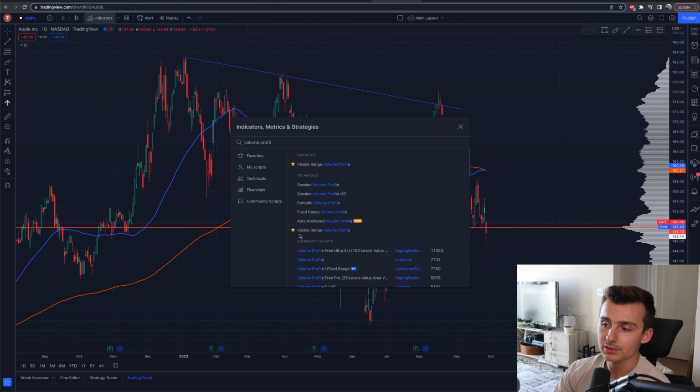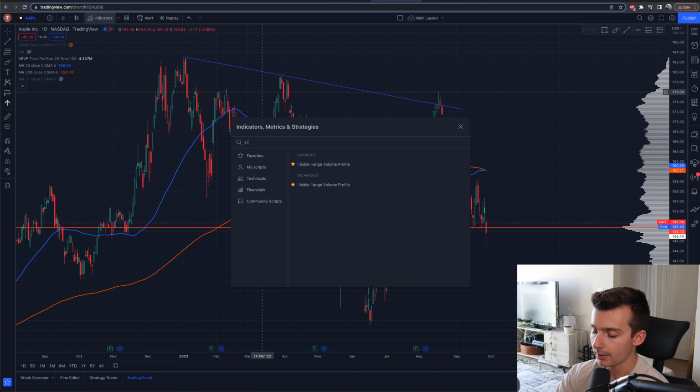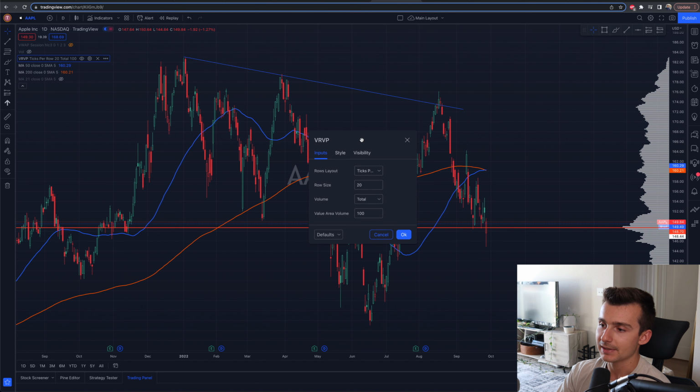So I use the visible range volume profile. It's one of the more basic forms of this indicator, but it has a lot of uses, okay? So once I have clicked on that and I have it up on my indicators tab in the top left, it's going to come up as VRVP. You can also just type that in too, VRVP, and it will pull up visible range volume profile, okay? So once you've got it pulled up, let's pull up this little settings box.